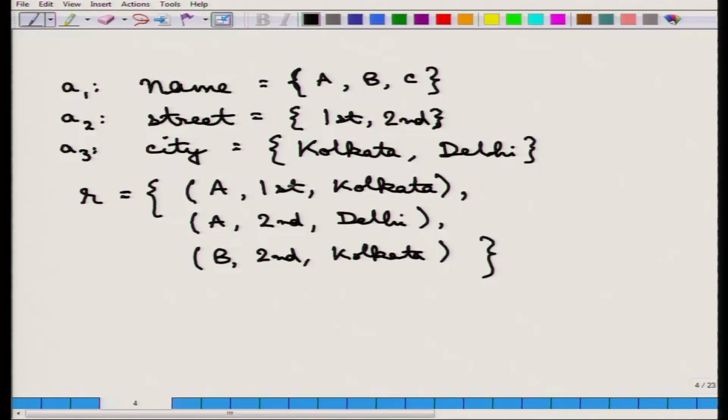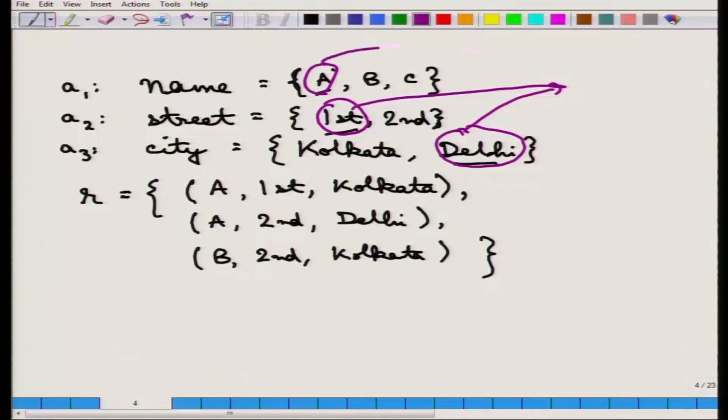Now note that every member of this relation must be part of the cross product of the domains that we have defined, but not everything in the cross product is necessarily part of the relation. For example, A, first and Delhi together do not define any tuple in the relation. There is no such tuple. If you say that there is A, first and Kolkata, this must come from the cross product. So that is the definition of a relation.